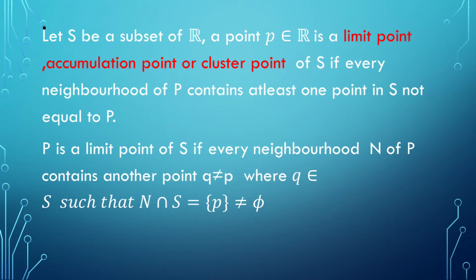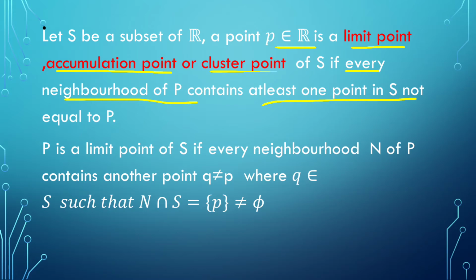Okay, let S be a subset of a linear set. A point P of the set is called a limit point, or accumulation point, or cluster point of S if every neighborhood of P contains at least one point in S which is not equal to P. So that's the key thing. A limit point is also called an accumulation point, and also a cluster point.